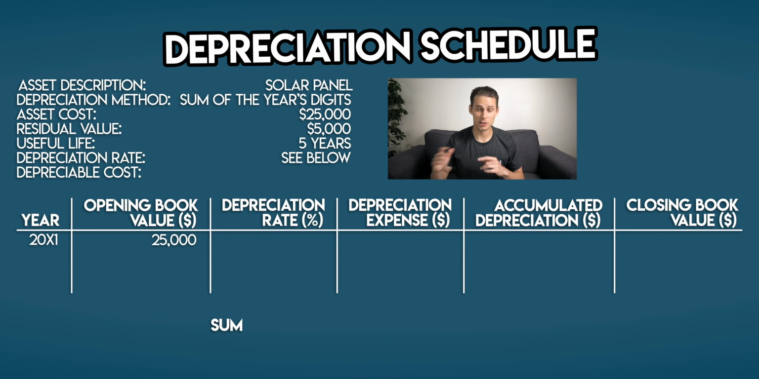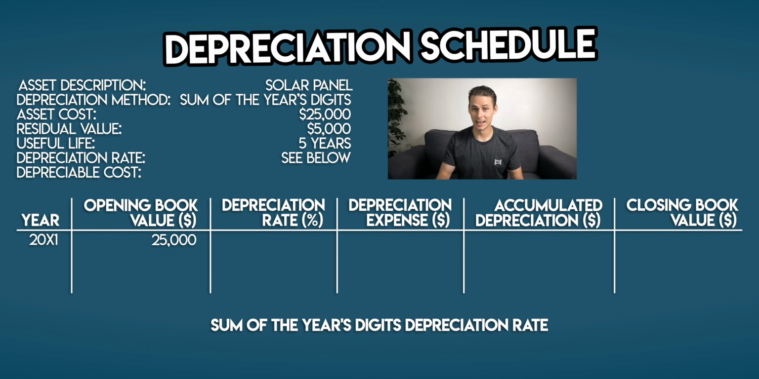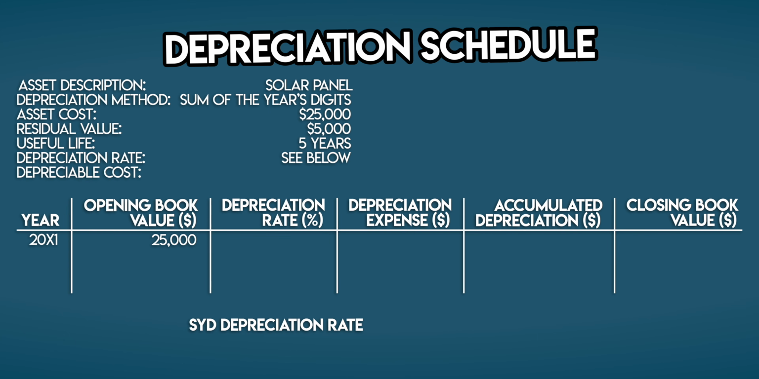Now let's work out your sum of the year's digits depreciation rate for year 1. By the way, we often shorten sum of the year's digits to just SYD. It's just quicker to say, I guess. Your SYD depreciation rate is equal to the remaining useful life of your asset divided by the sum of the year's digits. Your remaining useful life is exactly what it sounds like. How many useful years you have left on your solar panel. We said at the start that it has a useful life of 5 years, so in year 1 its remaining useful life is also 5 years.